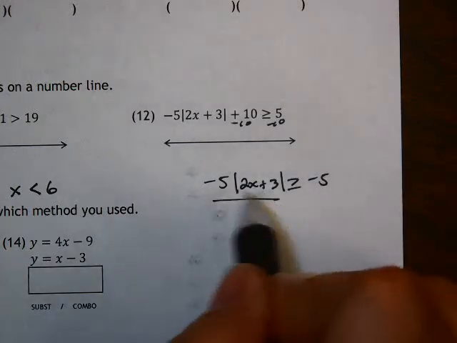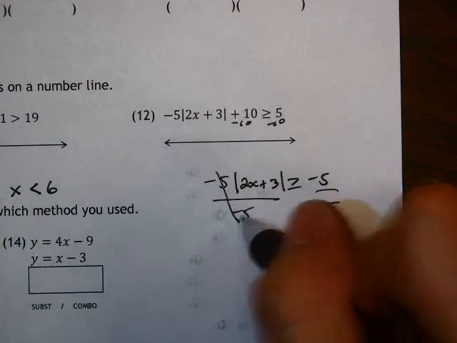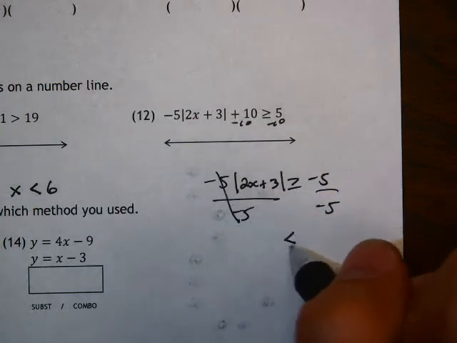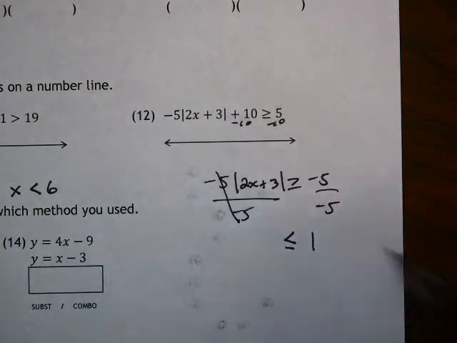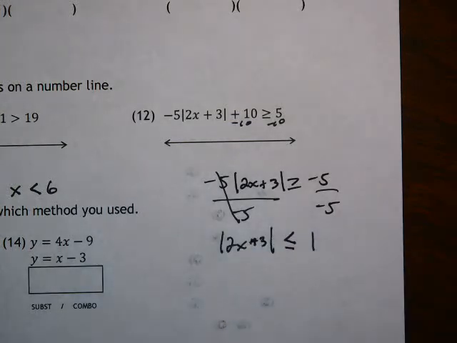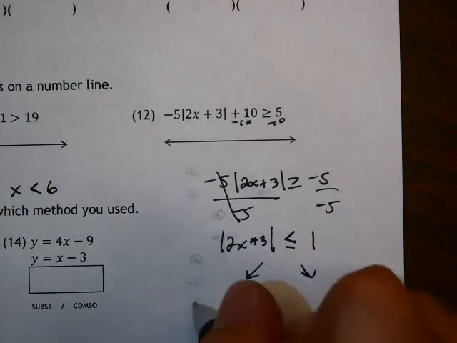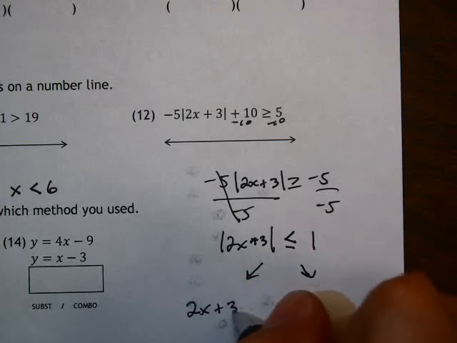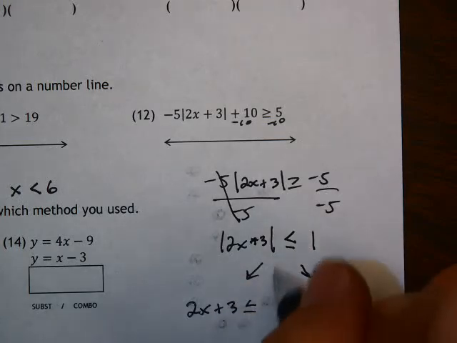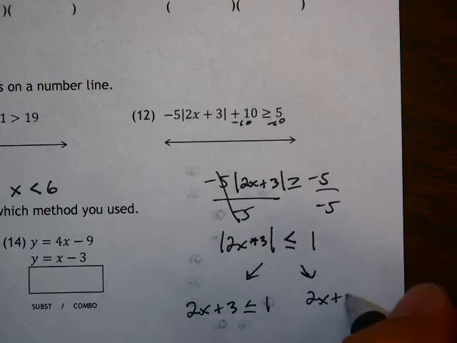And then I'm going to divide by this negative 5 in front here. That cancels. This becomes less than positive 1. So I'm down to the absolute value of 2x plus 3 is less than or equal to positive 1. Now I'm going to set up my two problems. The first one, again, nothing changes. 2x plus 3 is less than or equal to 1. 2x plus 3 is greater than or equal to negative 1.